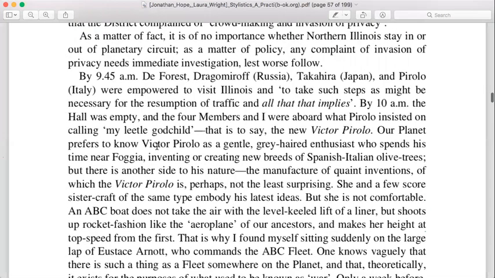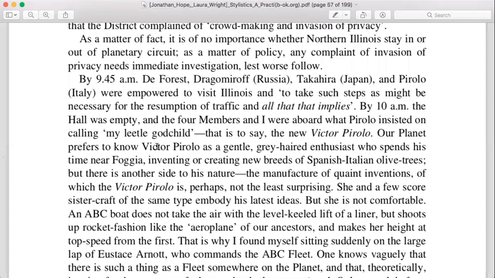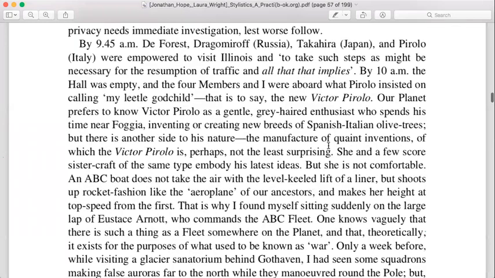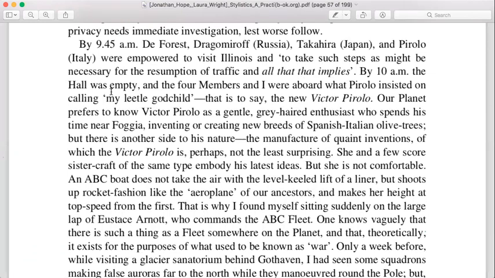Now, by 9:45 a.m., DeForest, Dragomirov, Russia, Takira, Japan, and Pirolo, Italy, were empowered to visit Illinois and to take such steps as might be necessary for the resumption of traffic and all that implies. For the resumption of traffic and all that implies. Okay. By 10 a.m., the hall was empty. Was empty.